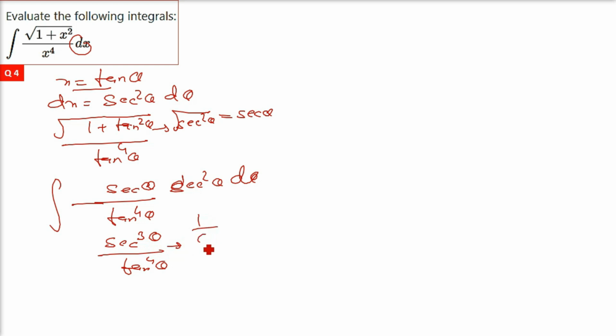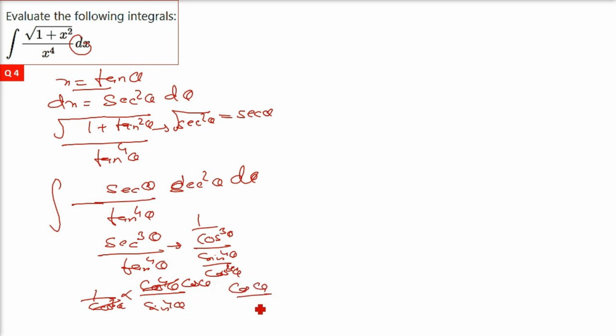We can write it as 1 by cos cube theta divided by sin raised 4 theta by cos raised 4 theta. When it goes up, it will be 1 by cos cube theta multiplied by cos raised 4 theta divided by sin raised 4 theta. And this 3 and this 4 will get cancelled. Only 1 cos theta will remain. Denominator you have sin to the power 4 theta. So cos theta divided by sin raised 4 theta. Integration will do this one.